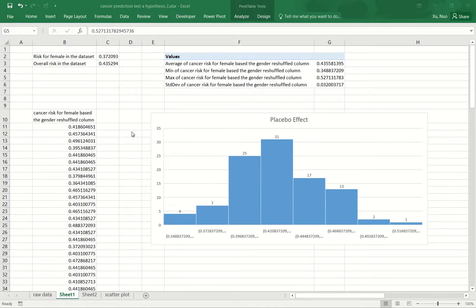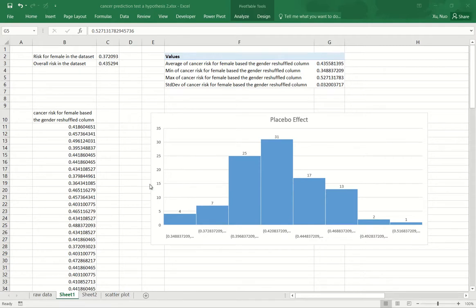These results showed us that we can't simply say that gender is a risk factor because 37.2% is a lot lower than 43.5. Because we have seen a randomized gender column can produce cancer risk on the one extreme at 34.9%, which is even lower than 37.2%. On the other extreme at 52.7%, which is a lot higher than the overall risk. So is gender a risk factor or not? Can gender predict risk of cancer or not? So far, it doesn't seem that this placebo effect is getting us closer to answering these questions.